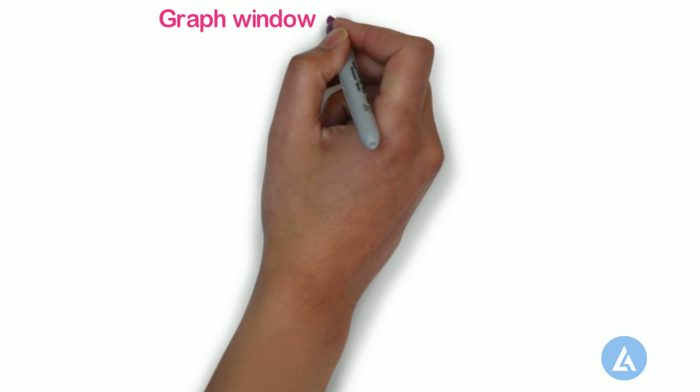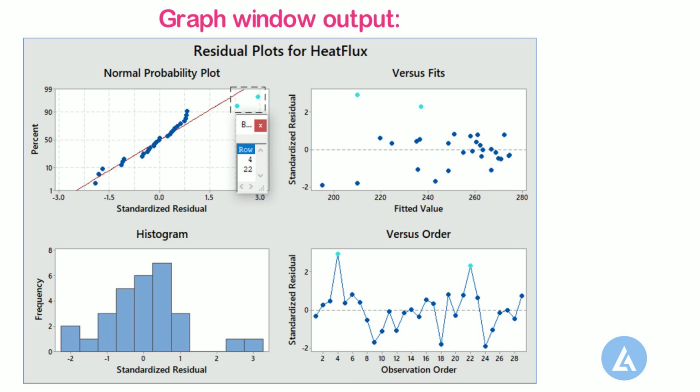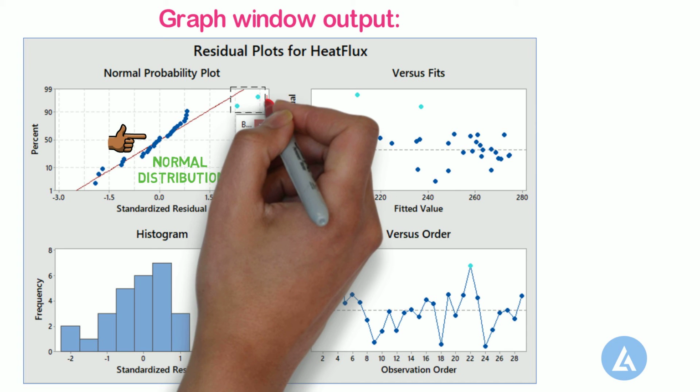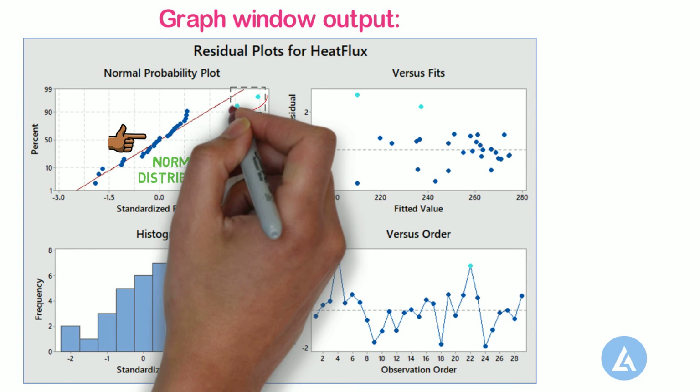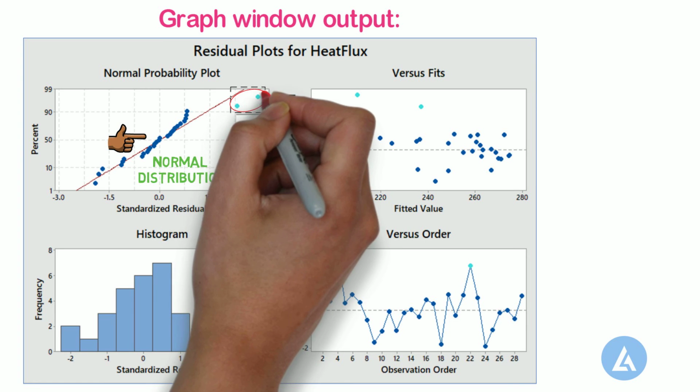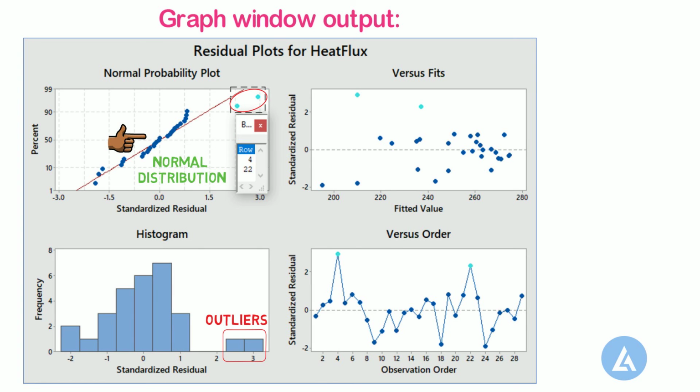Graph window output. The histogram indicates that outliers may exist in the data, shown by the two bars on the far right side of the plot. The normal probability plot shows an approximately linear pattern consistent with a normal distribution. The 2 points in the upper right corner of the plot may be outliers. By brushing, the graph identifies these points as 4 and 22. These are the same points that are labeled unusual observations in the output. See Checking your model and Identifying outliers.